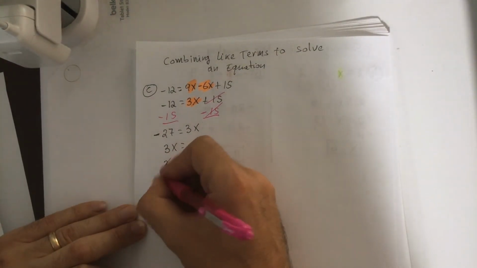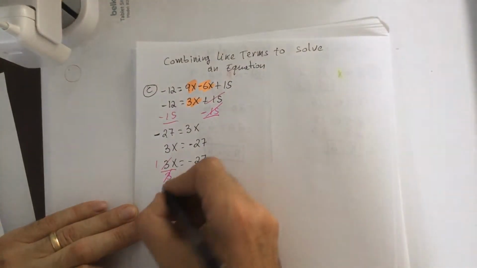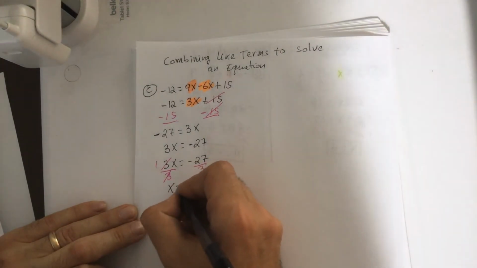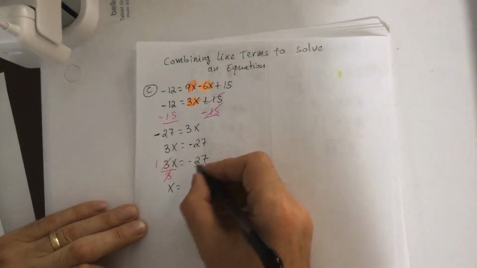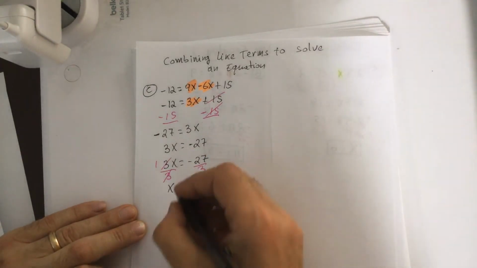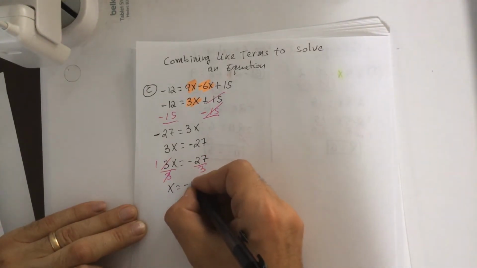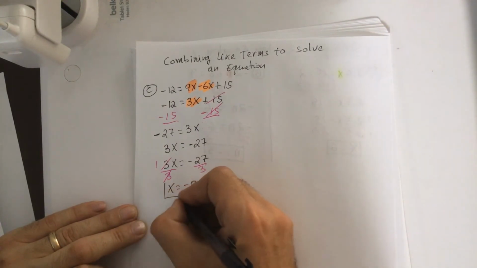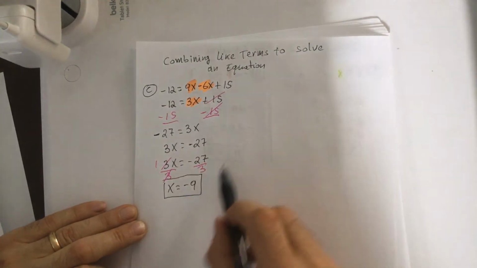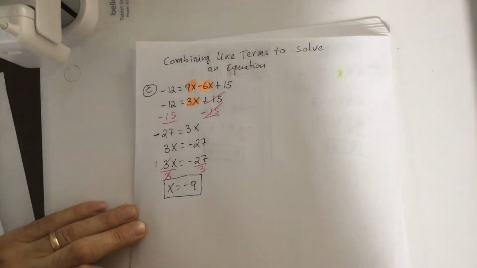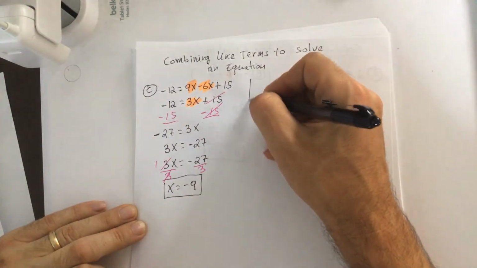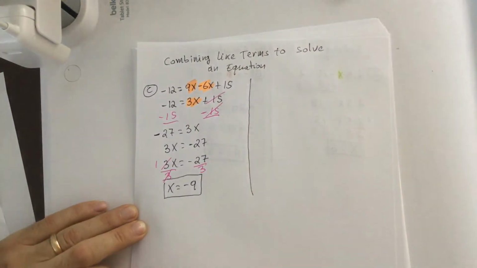3 divided by 3, that's a 1. So we got 1x. So x, negative 27 divided by a positive 3 is a negative 9. You can always check your answer by plugging the negative 9 where the x is. When you're solving equations, you can always plug in the answer, see if you get a true statement. All right, so I want you guys to try the next one.